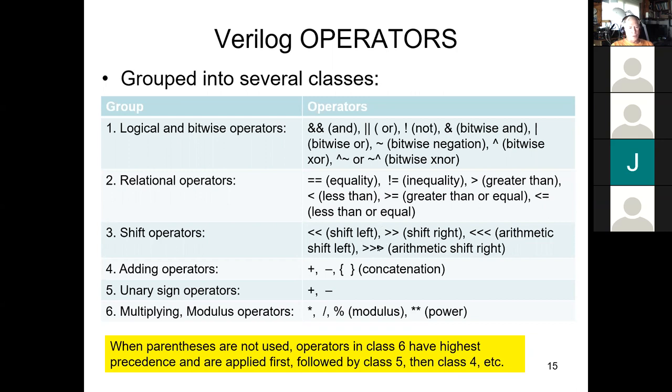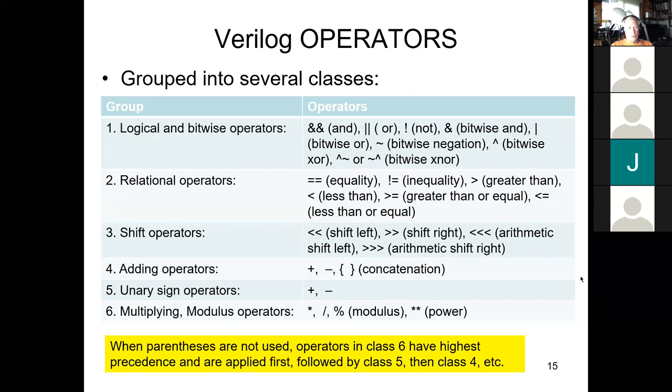But all the rest of them are pretty straightforward. The double carats, the double less than, double greater than, shift in zeros for the missing bits. But the triple, when you arithmetically shift right, you replicate the sign bit. So if it's a one, you shift in ones. If it's a zero, you shift in zeros.